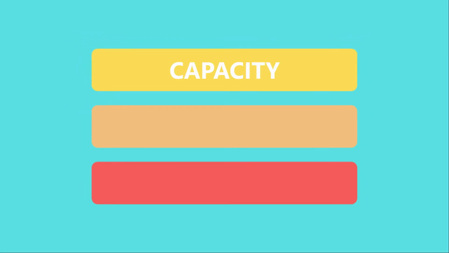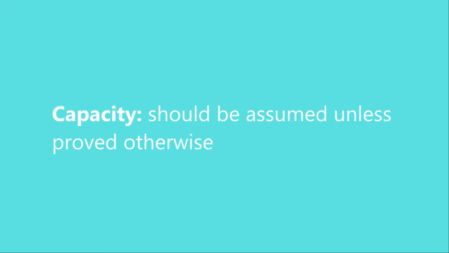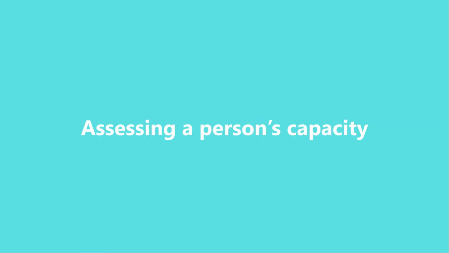It is crucial to consider 3 key points. The first point being capacity. Capacity is the ability to make a decision or take an action that impacts on a person's life. The capacity of a patient to make decisions about their own care and treatment is fundamental to the ethical principle of respect for autonomy. Capacity should be assumed unless proved otherwise. If a patient declines treatment, it's important to assess the person's capacity.